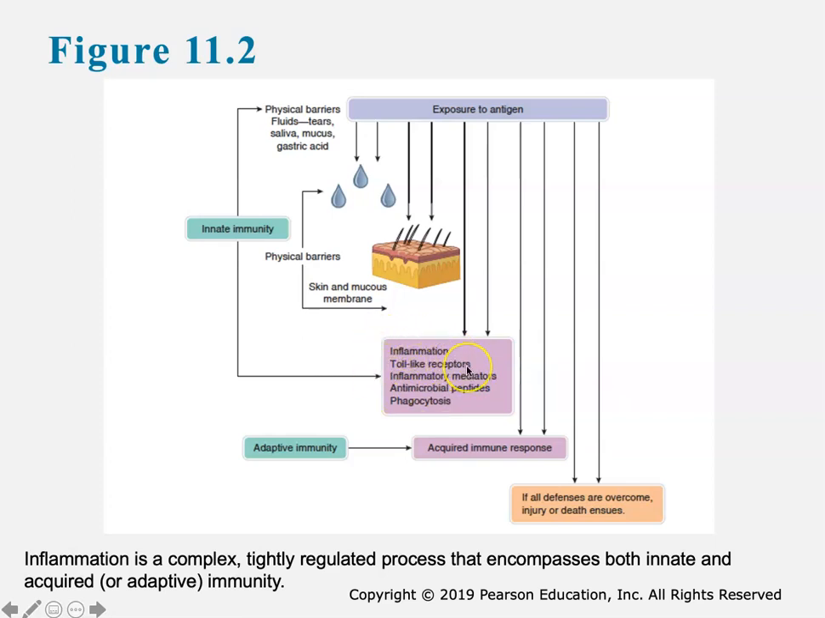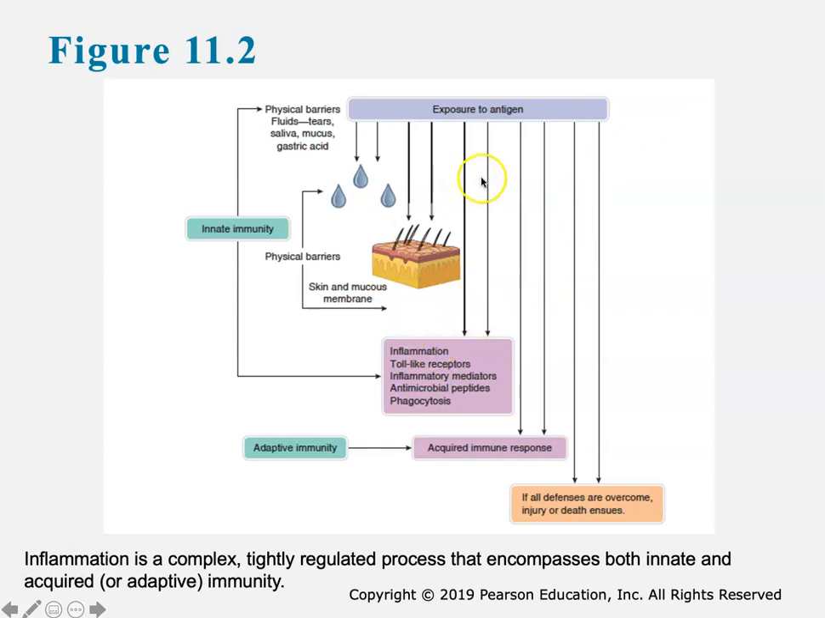Toll-like receptors, like I said, sit on these immune cells, and they're the first identifiers of that pathogen. They signal to the body that some sort of pathogen has entered, and then you have a cascade of other events that occurs. Inflammatory mediators are released, maybe antimicrobial peptides, and phagocytosis to try to get rid of that pathogen, okay?